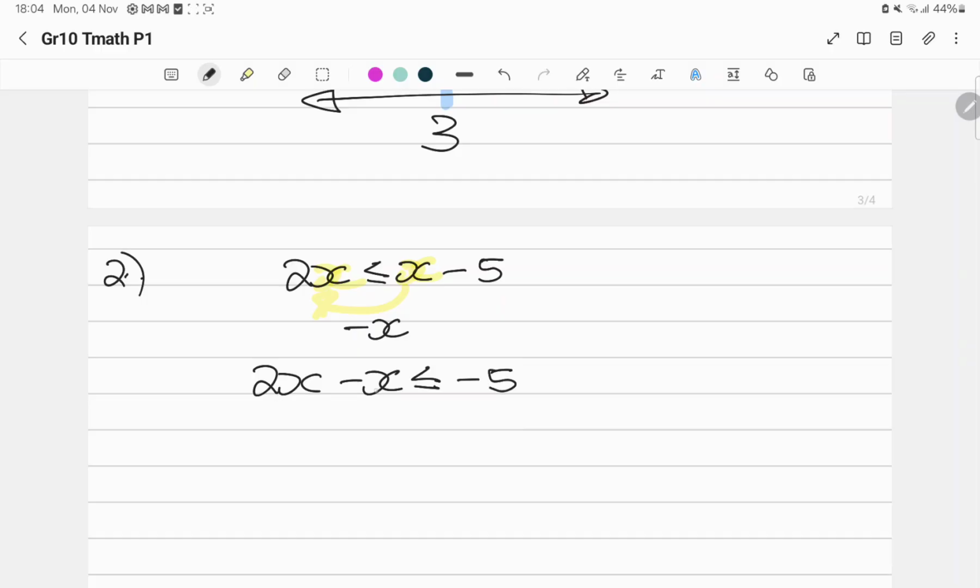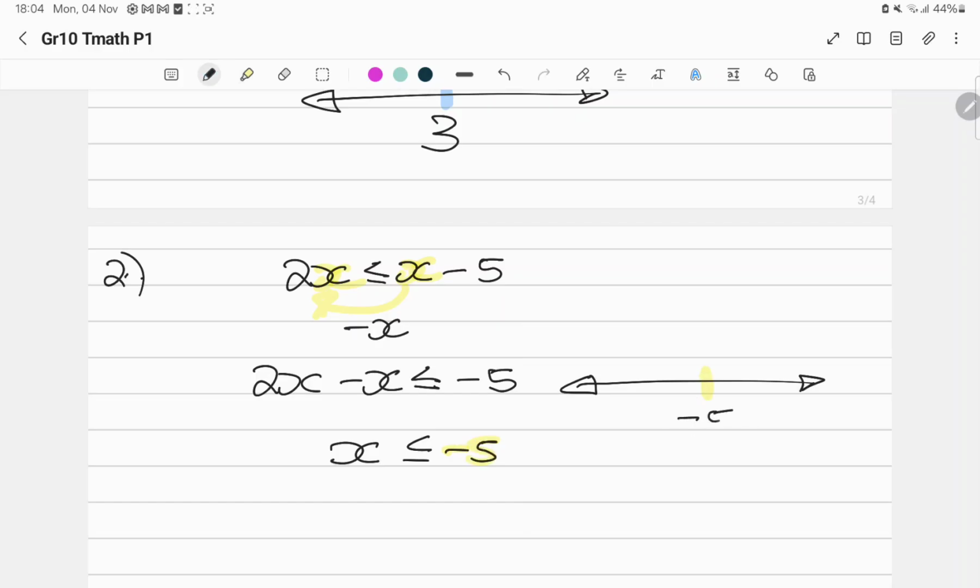So what is 2x minus x? It's just going to become x. Is there anything else I need to do? No. Is my sign here changing? No, because I'm not dividing with a negative. So if I have to draw this on a number line, the only important value is this negative 5. So I need to go and plot my negative 5.